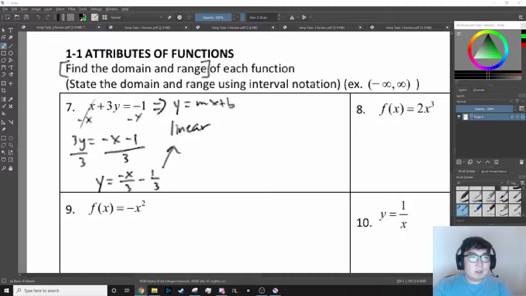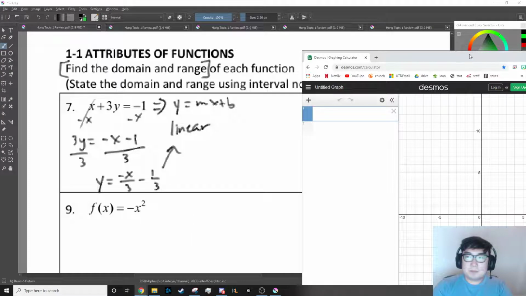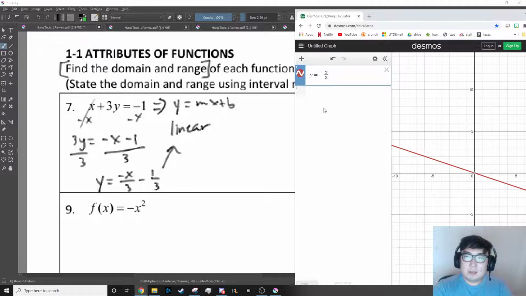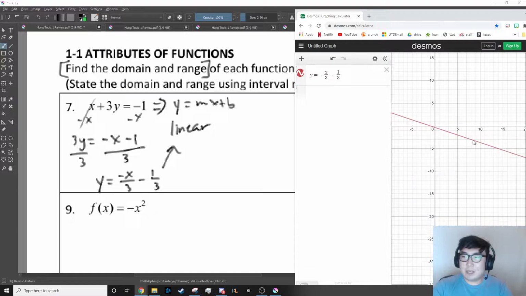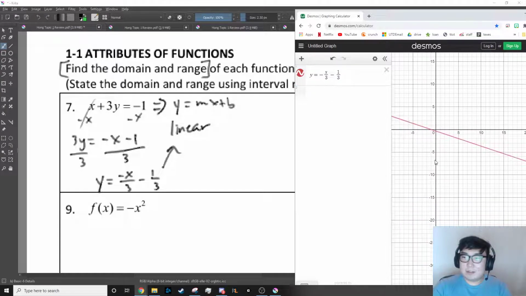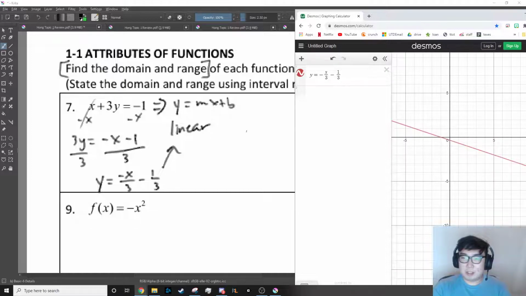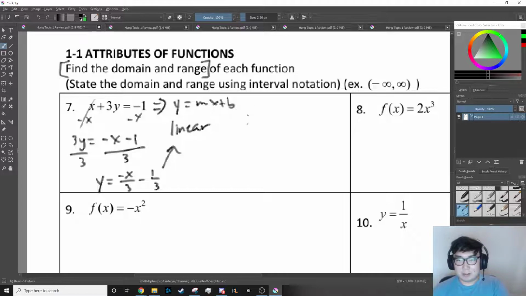let's go to Desmos. I can type in this graph right here, like this. Negative x over 3 minus 1 over 3. So look at this. This graph is linear, as in it is a line. So I know, because of the principles that I learned, and Mr. Hong told you, that all linear functions have all real numbers for domain and range.